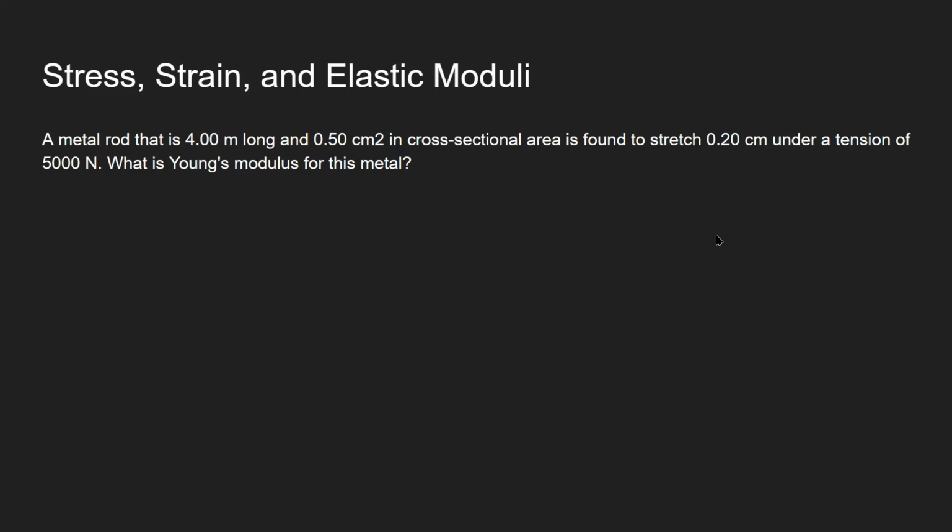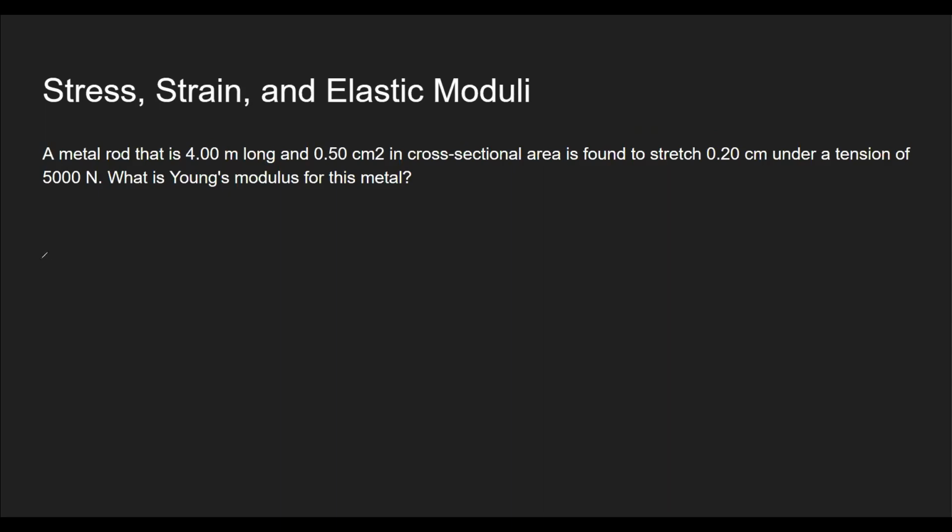Next one is again stress, strain, and elastic moduli, but this time we're going to be talking about a metal rod that is 4 m long and 0.5 square cm in cross-sectional area. It's found to stretch 0.20 cm under a tension of 5,000 newtons. What is Young's modulus for this metal? So we're going to be identifying the Young's modulus again. Let's identify the given first.